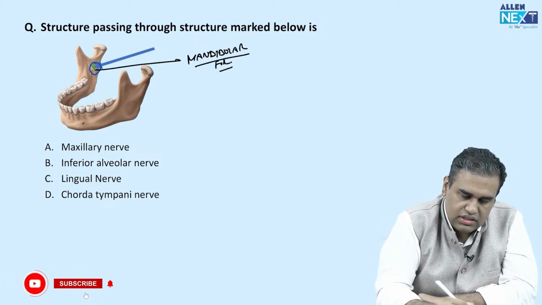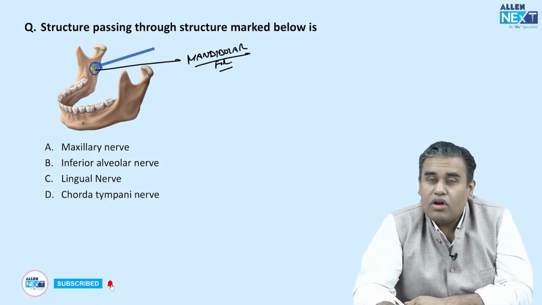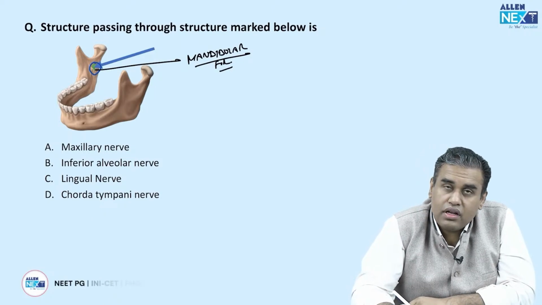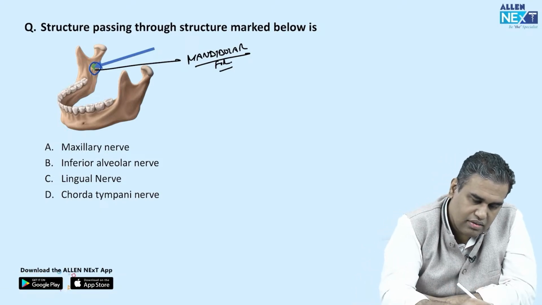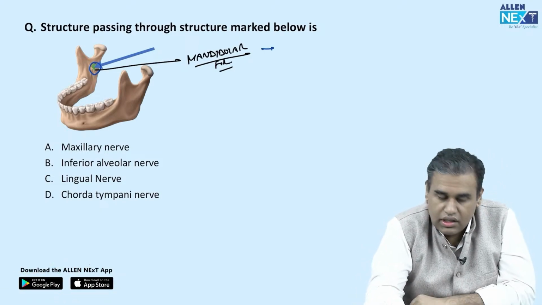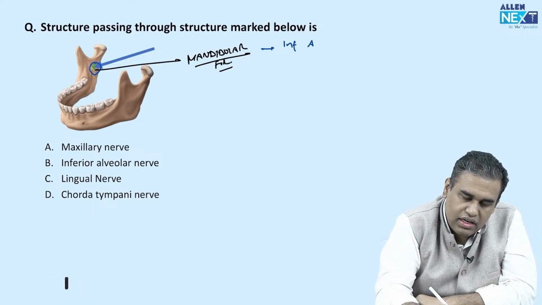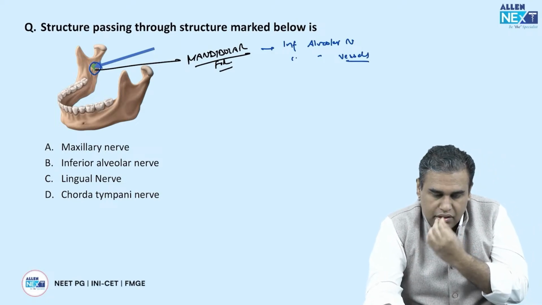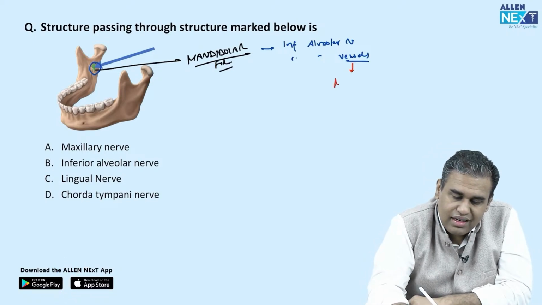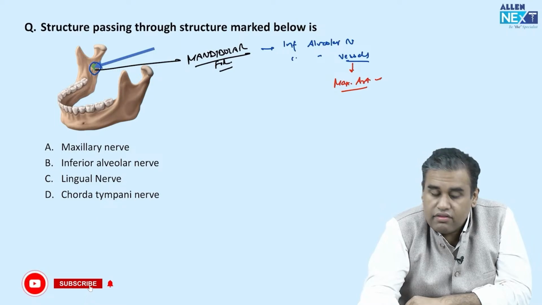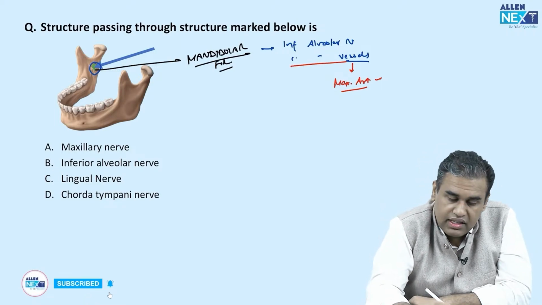And what passes through this? Mandibular nerve? No, not the entire mandibular nerve, but a branch of the mandibular nerve. Which branch is that? That is the inferior alveolar nerve. So what passes through the mandibular foramen is the inferior alveolar nerve and also the inferior alveolar vessels, right? Do remember that these arteries are basically branches of the maxillary artery. There is no artery like mandibular artery. There's maxillary artery, which gives off the inferior alveolar artery. But then the nerve also passes.